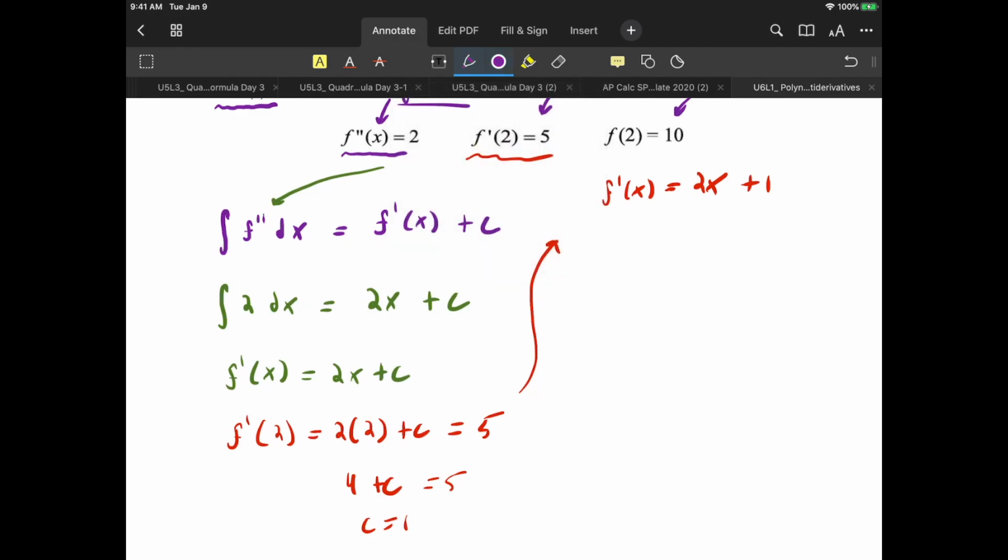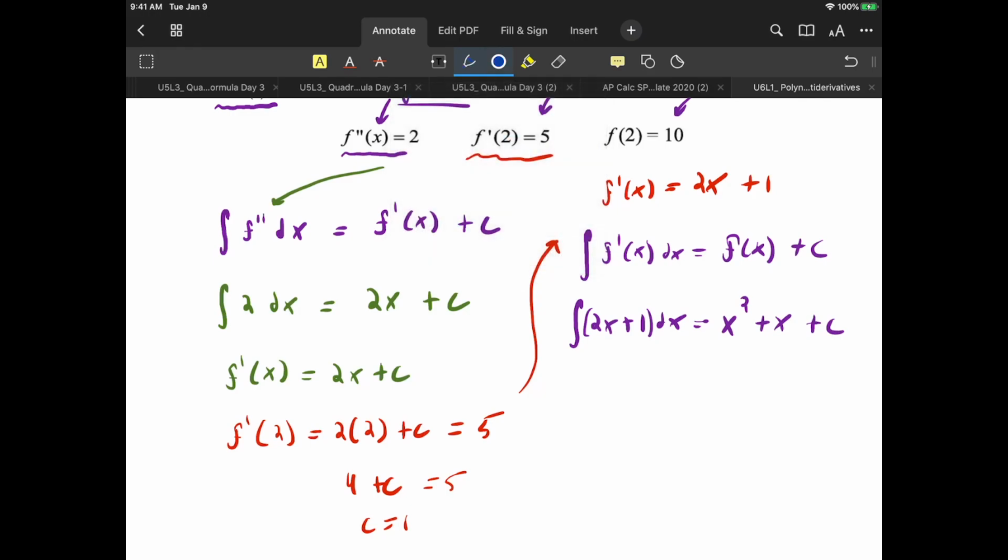And so now I can say, if I take the antiderivative of f prime of x, well, the antiderivative of the derivative would give me the original function, again, with the plus c. And so if we take the antiderivative of 2x plus 1, you can put a parenthesis around there if it helps you visualize this. Well, that's going to be x squared plus x plus c.